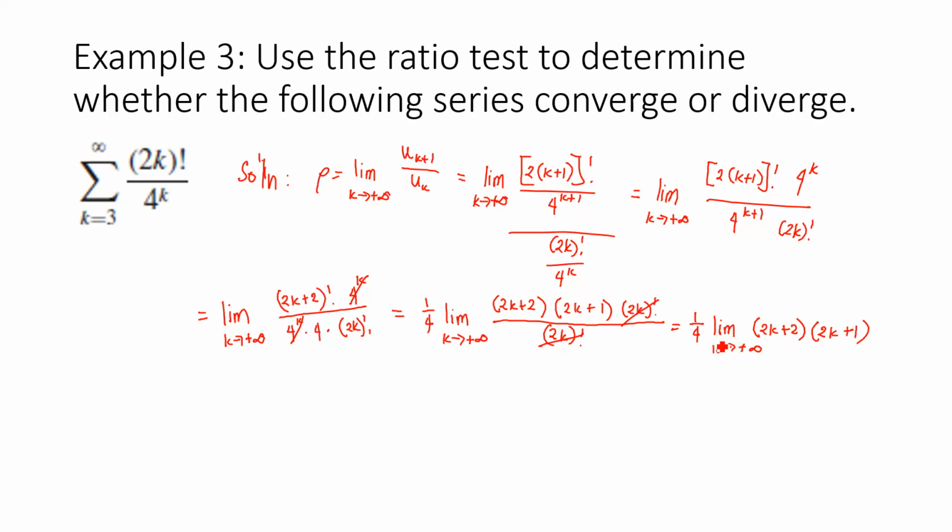From your previous calculus, the limit of this one is infinity, and the limit of this one is positive infinity, and the product is also infinity. So infinity times 1/4 is equal to positive infinity. Therefore, since rho is equal to positive infinity, we could now say that the series diverges.